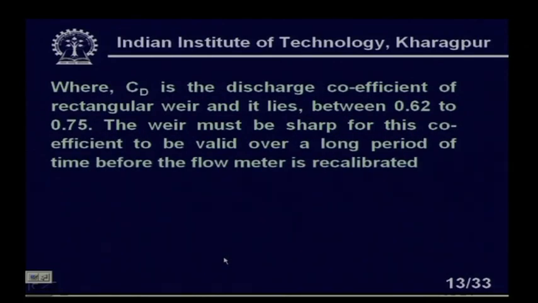where C D is the discharge coefficient of the rectangular weir, and it lies between 0.62 to 0.75. The weir must be sharp for this coefficient to be valid over a long period of time before the flow meter is recalibrated, right. I told you earlier also that this edge should be very sharp, otherwise the calibration constant or discharge coefficient will be modified. That happens in all the instruments, okay.